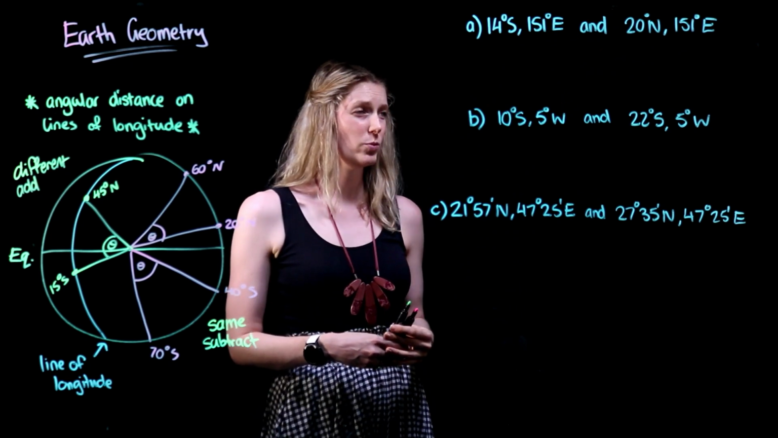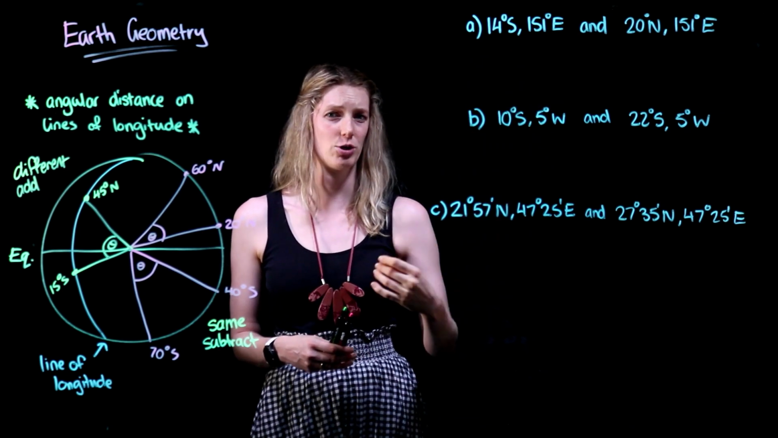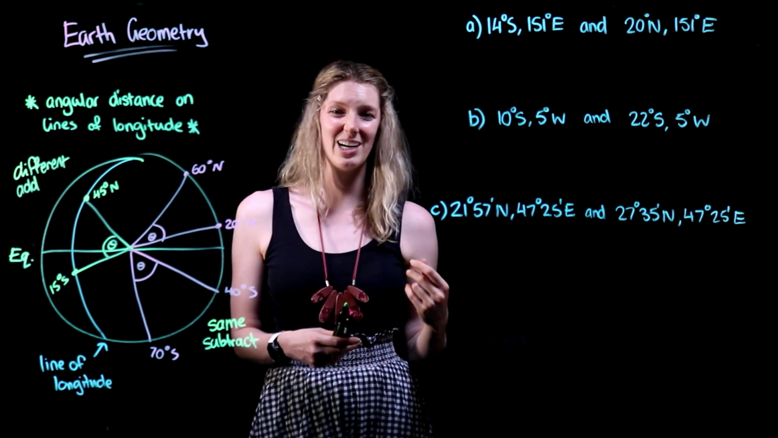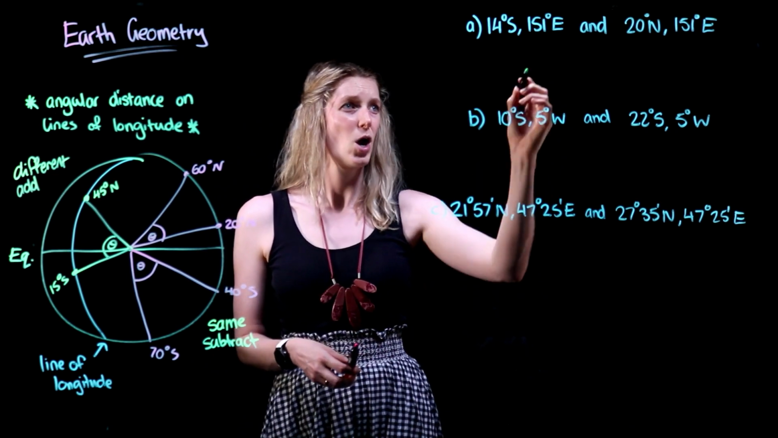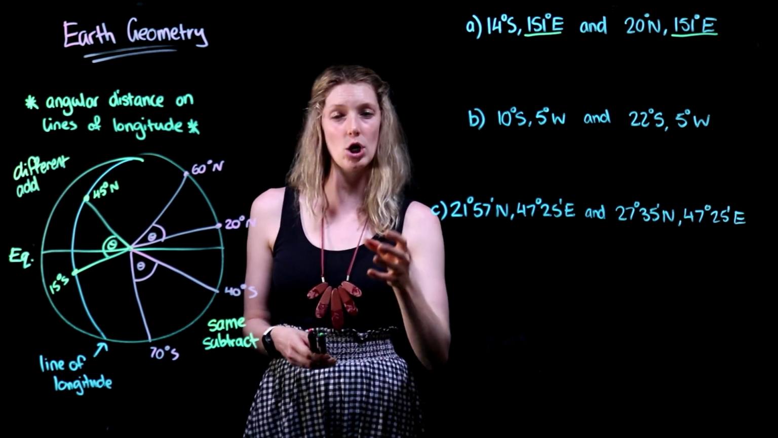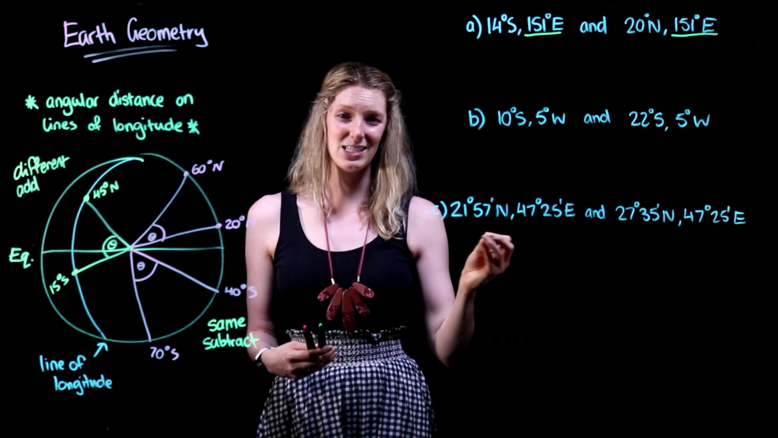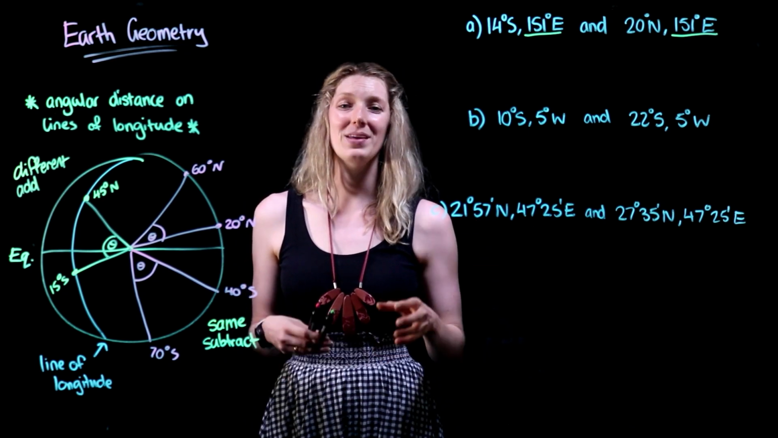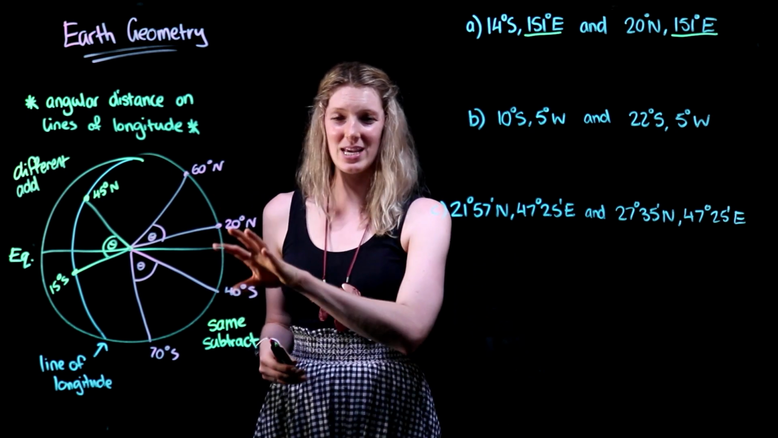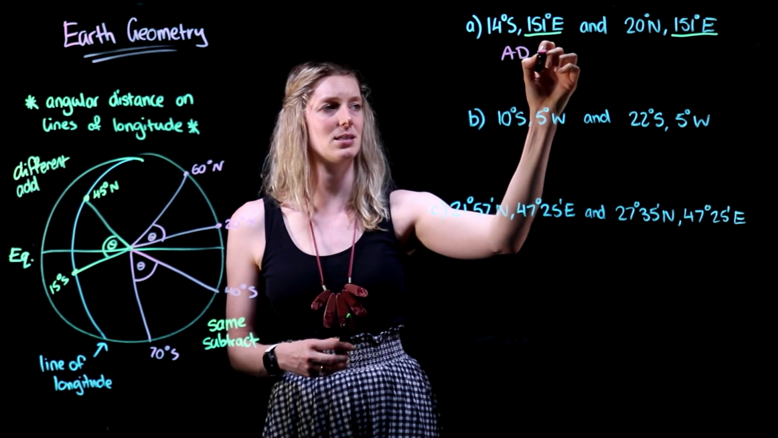We can see that location 1 here is 14 degrees south and 151 degrees east. Location 2 is 20 degrees north and 151 degrees east. We can see that 151 degrees east is common across both locations. So we can say that these two locations lie on the same line of latitude. We can now use these principles to help us solve for our angular distance.